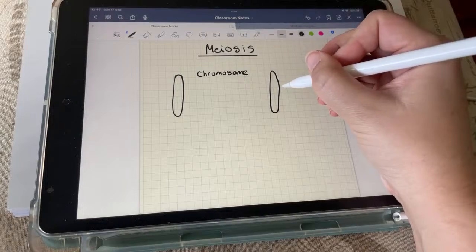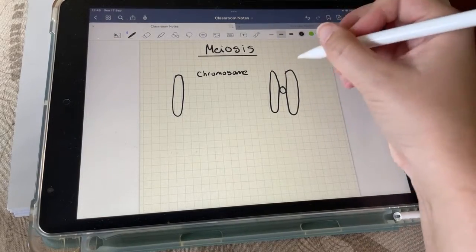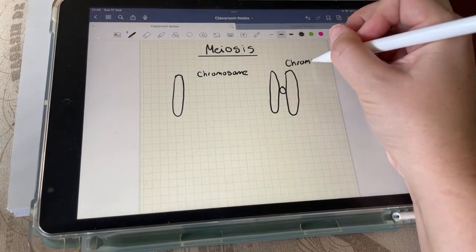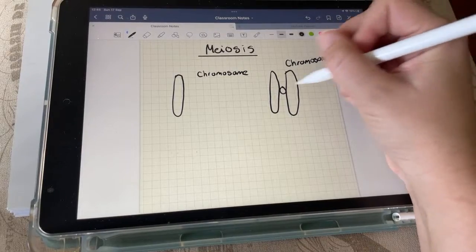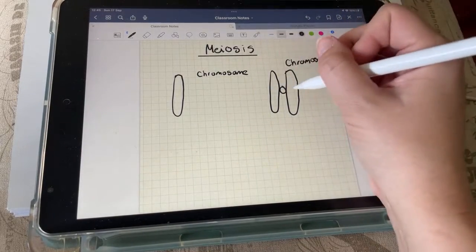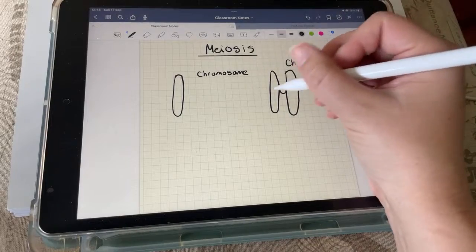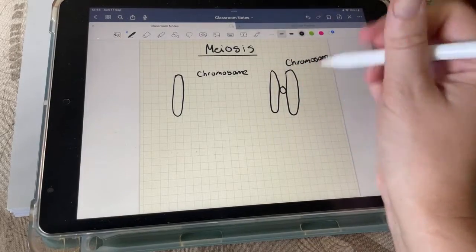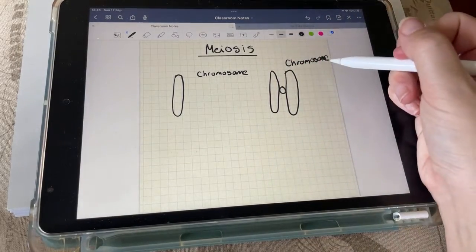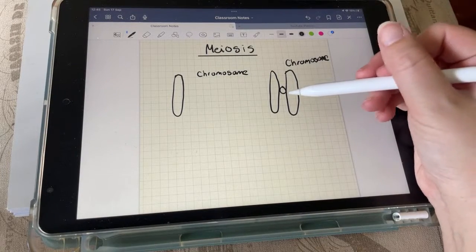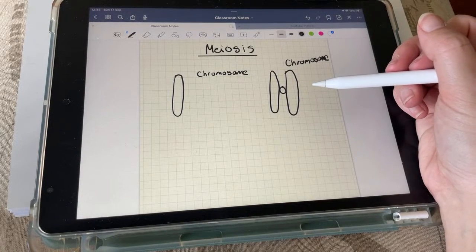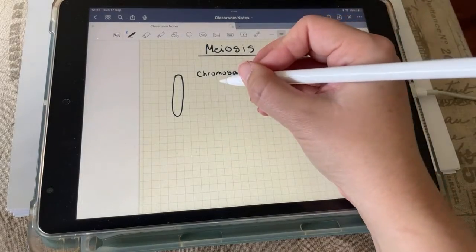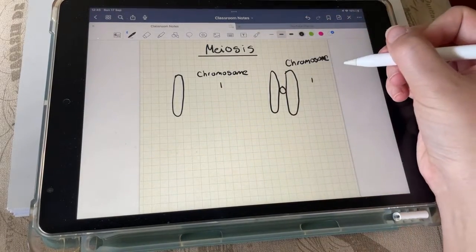But this is also a chromosome. Except this one is a replicated chromosome. These two are identical to one another. That's why they still count as one. Chromosomes refer to genetic information, and if the information is the same, then there is no duplicate. So this is one chromosome, this is also one chromosome.